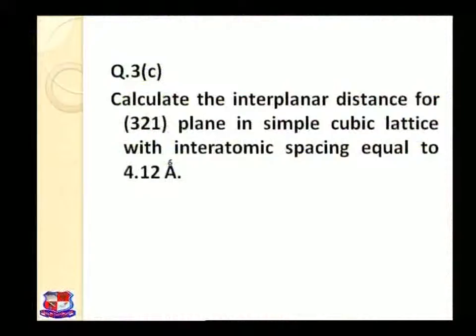So let us calculate that, and first of all, before calculating, we will read the question again. Calculate the interplanar distance for the 3 2 1 plane in a simple cubic lattice with interatomic spacing equal to 4.12 angstrom. Now here 3 2 1 is hkl, that means it is the Miller index value for a plane in a simple cubic lattice, and the interatomic spacing is 4.12 angstrom, which represents a. So we will calculate it here.